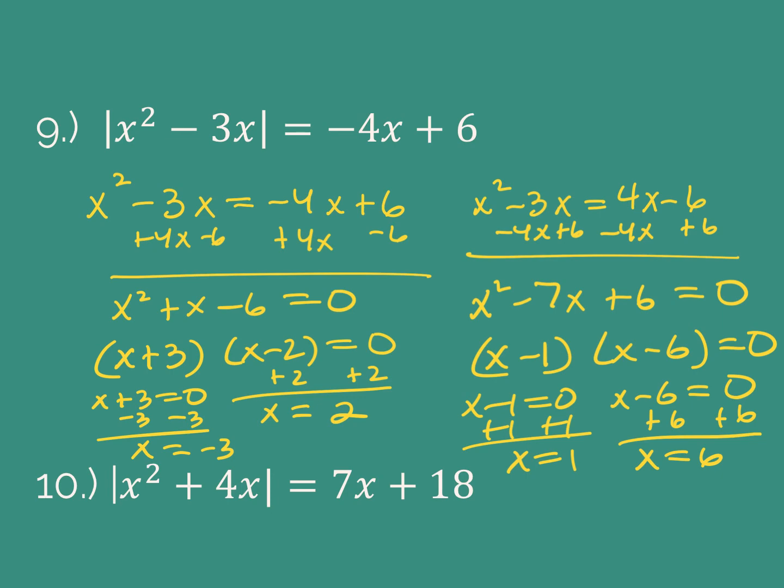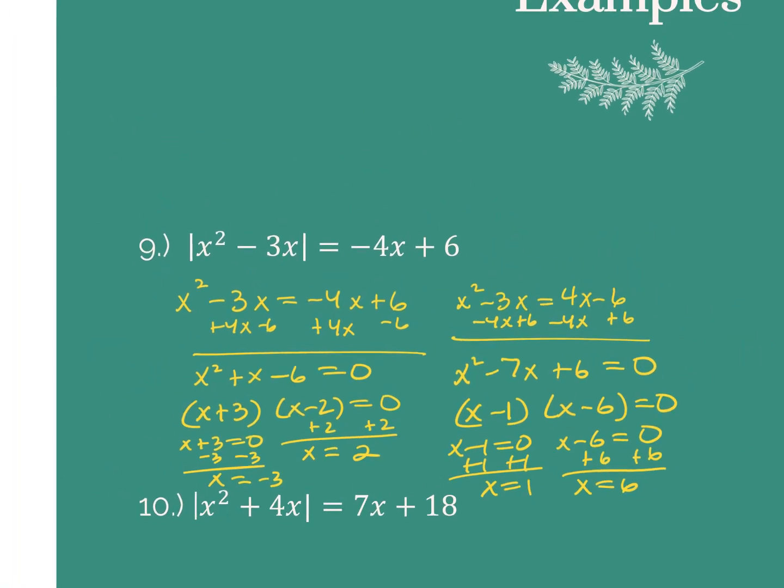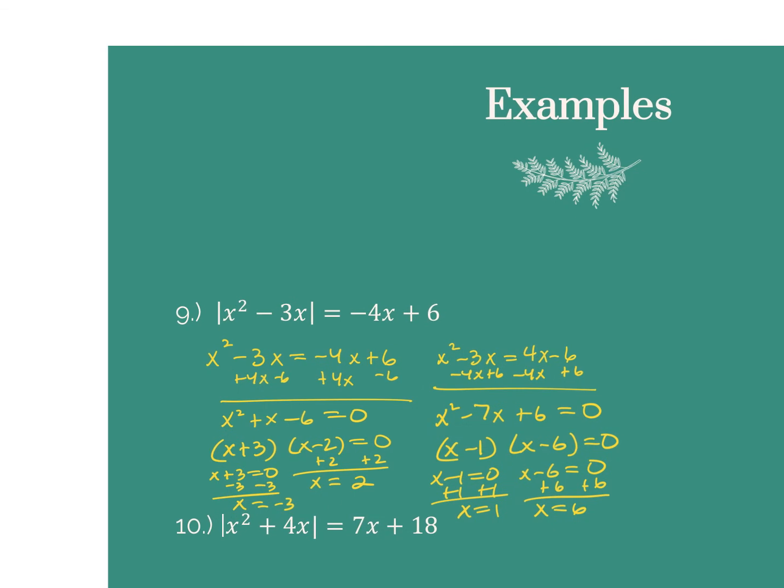Let me go up above and plug them in because I sort of ran out of room. I'll do it on the top. So I'm going to plug in first the negative 3, and I'm plugging it into the original. So negative 3 squared minus 3 times negative 3, and that's in absolute value bars, equals negative 4 times negative 3 plus 6.